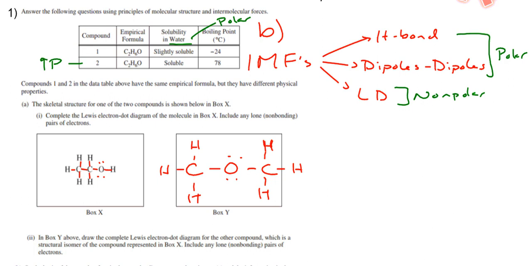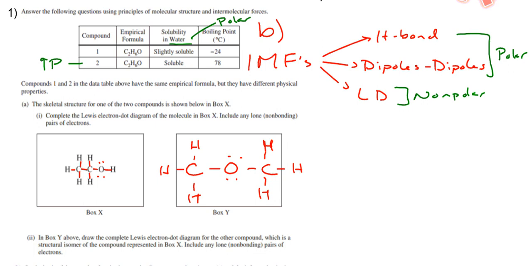So between the two, how do you figure that out? Well, you could eye it up by just saying symmetry. So if it's more symmetrical, it's more non-polar, right? If it's asymmetrical, it's more polar. So between the two, X looks much more asymmetrical, right? It's uneven.